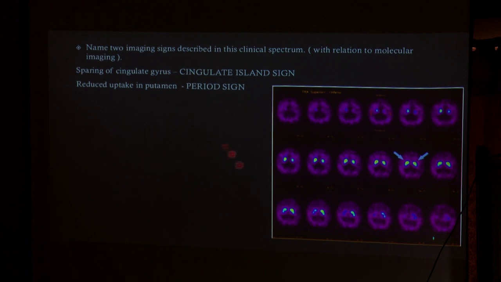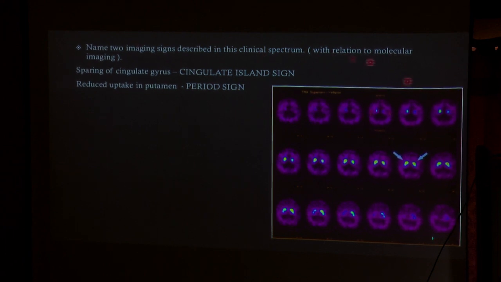The clinical sign that we will see is sparing of the cingulate gyrus, which was seen earlier in our case. So the hypometabolic area in the posterior cingulate region, that is a cingulate island sign. Reduced uptake can be seen in the putamen, specifically in the ioflupane study. So that is the period sign.